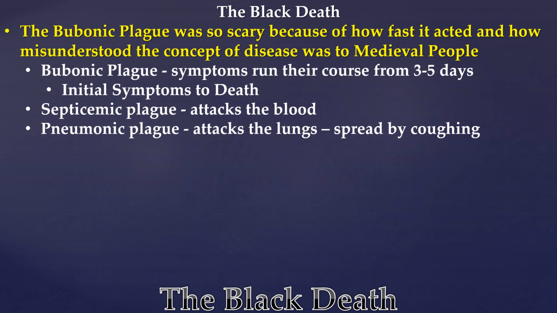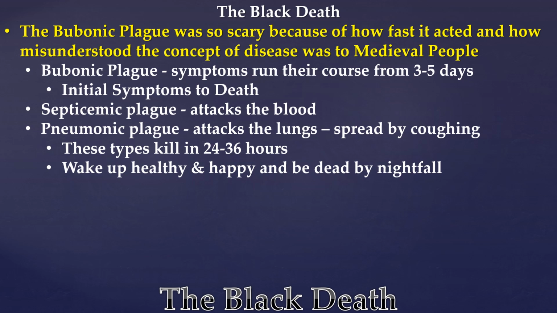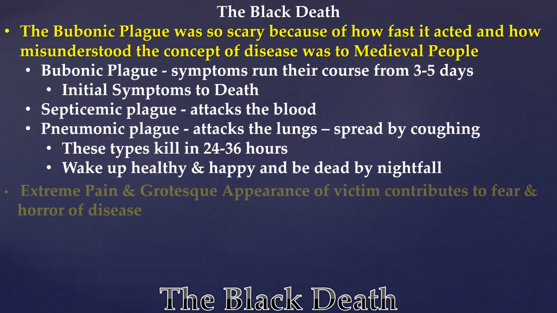Septicemic plague and pneumonic plague will kill in 24 to 36 hours. So another way of saying it is that people are waking up happy and healthy and then are dead by nightfall, and they're not even going through a lot of those acral gangrene and bubo stages because that's how fast that bacterium is working in their body.